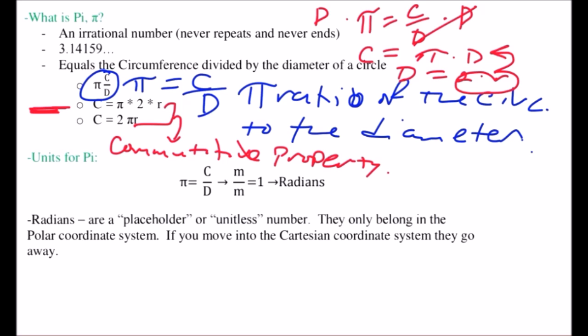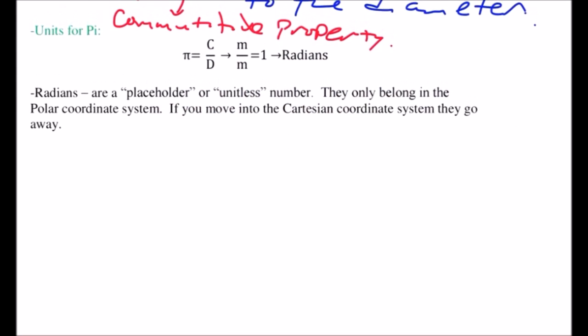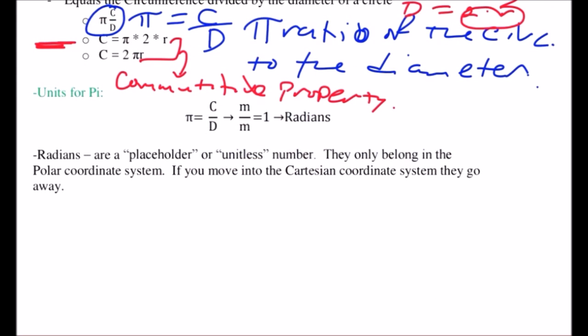Now let's talk about the units for pi. Yes, pi has units. If we're looking at that equation for pi, circumference divided by diameter, if you were going to measure the circumference of a circle, what unit would you measure it in? Meters. Circumference is the linear distance around a circle, so we would measure that in meters. What would you measure the diameter in? Meters. So right here we would have meters divided by meters.